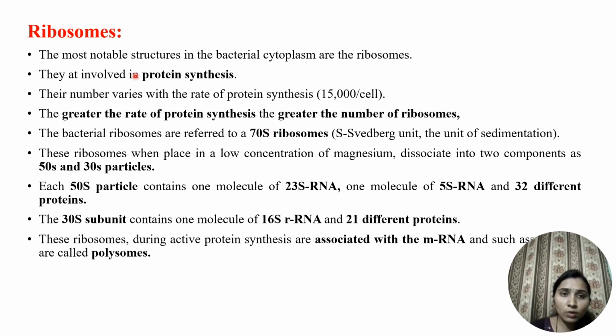Greater the number of ribosomes, greater the protein synthesis. In prokaryotic organisms, they are referred to as 70S ribosomes. S stands for Svedberg unit, a unit of sedimentation. In eukaryotic organisms, 80S ribosomes are present, and in prokaryotes like bacteria, it contains the 70S ribosome.